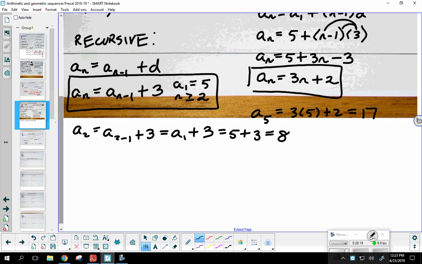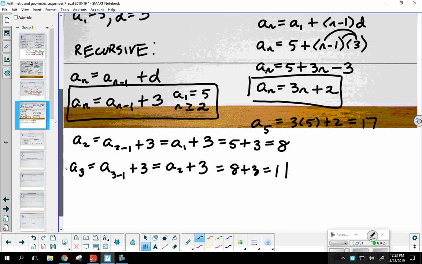So now let's see if we can find the third term. So a sub 3. This time n is what? What term number am I looking for? 3. Okay. So a sub n minus 1 would be a sub 3 minus 1, plus 3. Well, what's 3 minus 1? So a sub 2 plus 3. Well, what this is telling me is to take the second term and add 3. Well, we just found the second term to be what? 8. So I'm going to say 8 plus 3, which gives me 11.